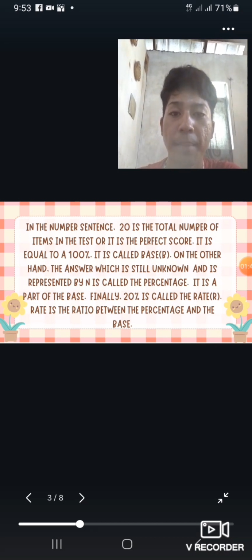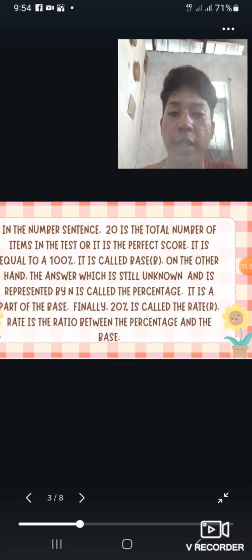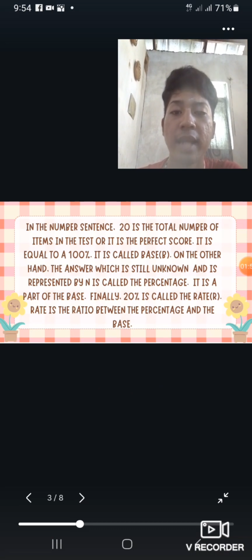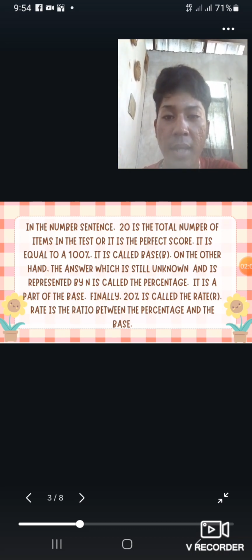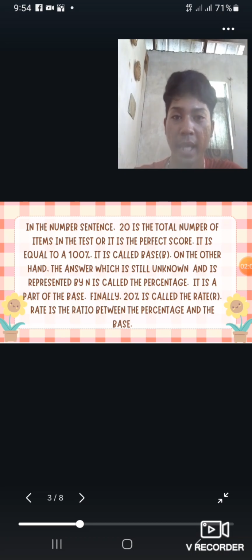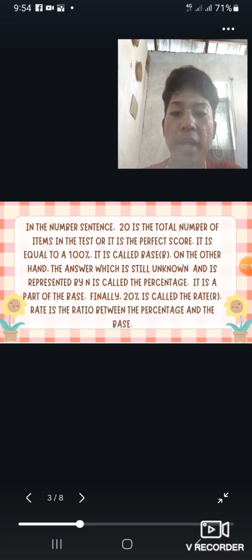It is called the base. So mao siya ang atong gitawag na base, and we have here the B sign for the base. On the other hand, the answer which is still unknown and is represented by n is called the percentage. So ang unknown pa nga ato pang i-find out, nagrepresent pa siya sa n kay wa pa ta na-solve, that is percentage. It is the part of the base. Finally, 20% is called the rate. Rate is the ratio between the percentage and the base.